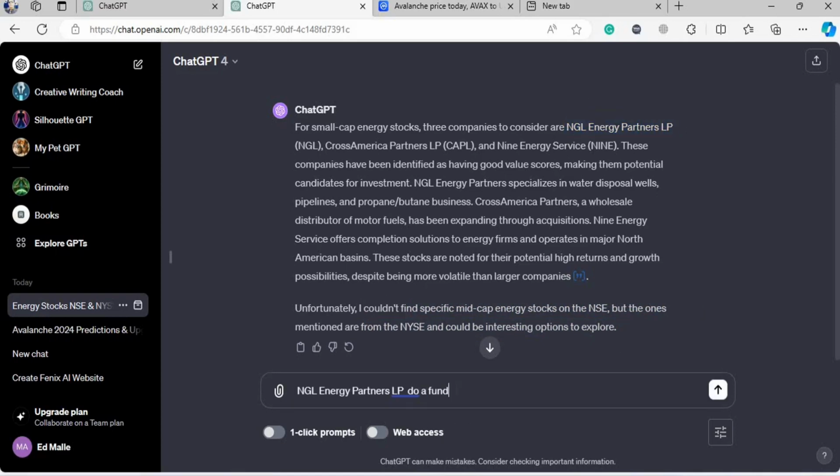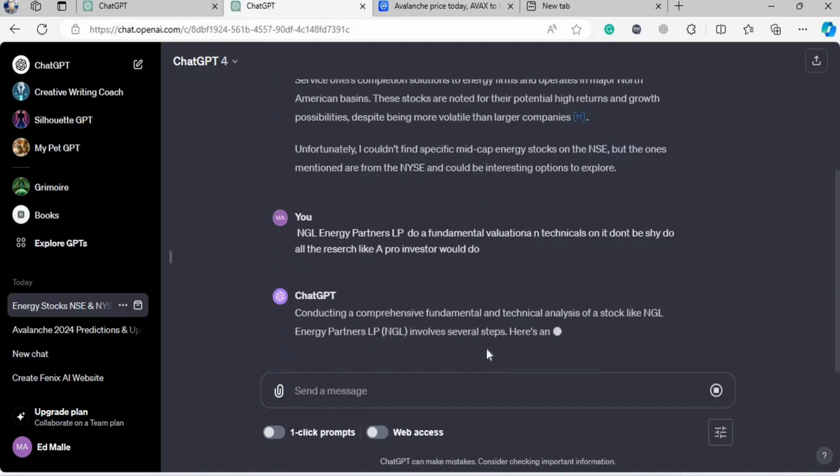do a fundamental valuation and technicals on it. Don't be shy. Do all the research like a pro investor would do. So I said, don't be shy. Just do all the research what is needed, folks.